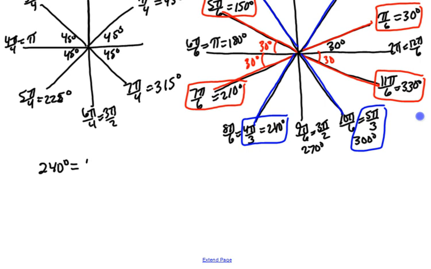240 is equal to 4 times 60. I know what 60 is, at least that's what you need to know. 60 is pi over 3 because 180 is pi. So 1/3 of 180 is 60. This is pi over 3, so 4 pi over 3.